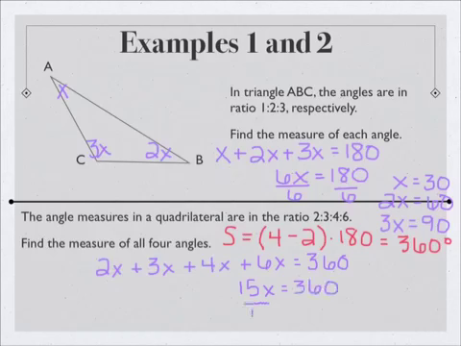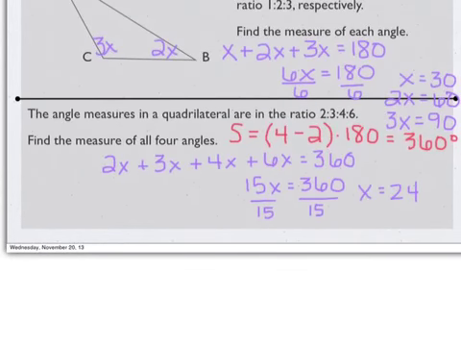I'm going to divide by 15. I believe that's 24. I'm right, it's 24. So 24 is sort of my magic number, but I don't have an angle that's actually equal to x. My smallest angle is 2x, so that's not even one of my angle measures.